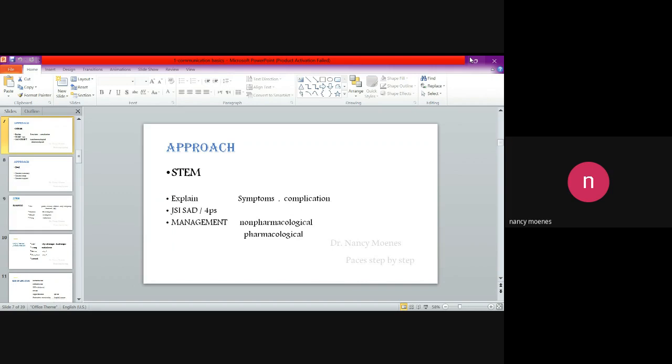And then the management plan. I have now the MS. How can we manage you? We will give you a medication, a procedure, an investigation, whatever I want to discuss with the patient. I will tell him. But what we mostly forget, and what is very important, is the non-pharmacological. Don't forget about the non-pharmacological.